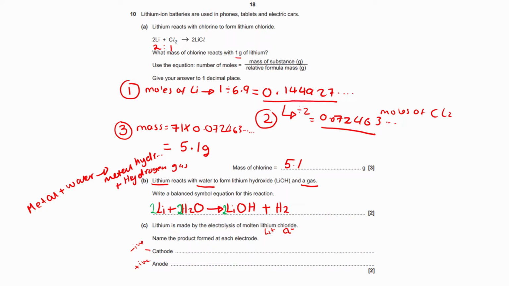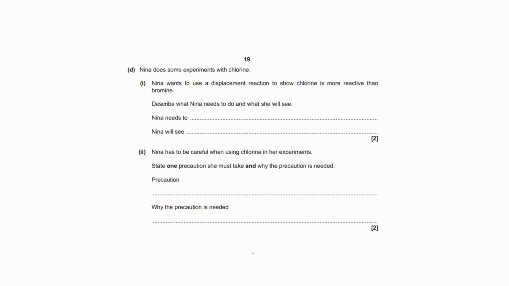So lithium is attracted to the cathode, and then once it gets there, it gets discharged. It gains electrons, so it becomes lithium metal. And it's attracted to the cathode because lithium is positive. Chlorine is negative, it's attracted to the anode, and it loses electrons at the anode, and it becomes chlorine gas. The 2 marks there.